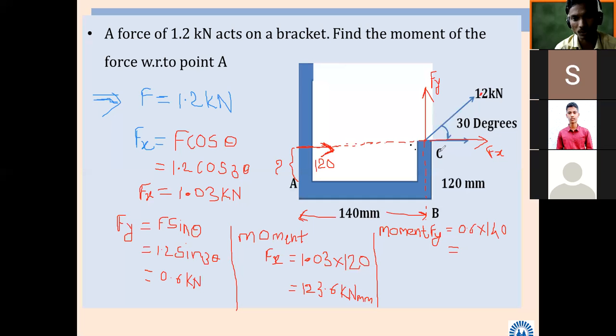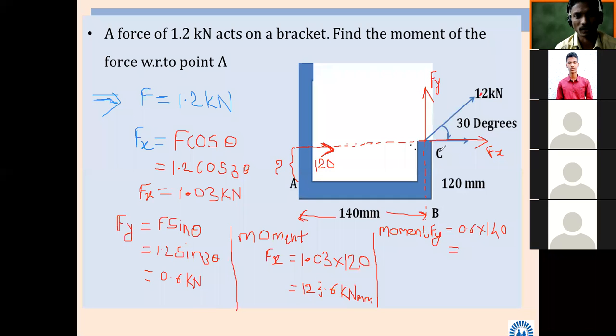You have applied the force at point C in Fy direction. So your object will rotate in anti-clockwise direction. So it will come minus 84. What will be the unit? Kilonewton millimeter. So this will be the answer.